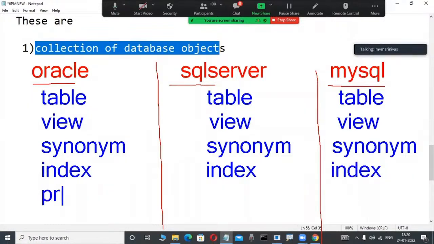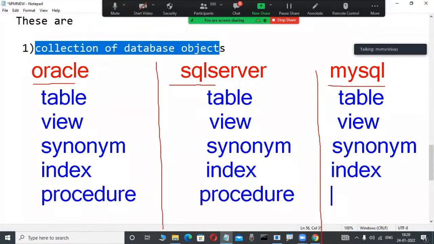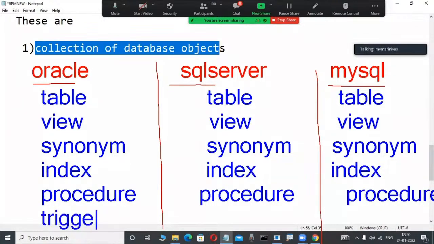Now here a procedure is there, and here also a procedure is available. Here a trigger is a database object, and here also a trigger is there. That is why relational data model products contain these three components. The first component is a collection of objects: tables, views, procedures, functions, triggers, packages, and so many things. But if you are a first-time newcomer, just having an idea of their purpose is enough.